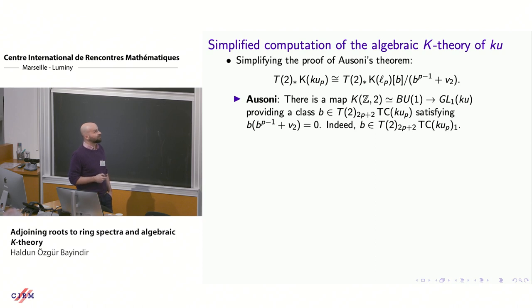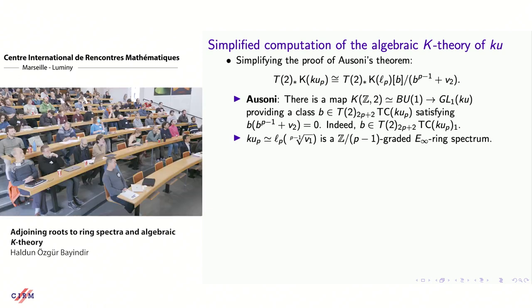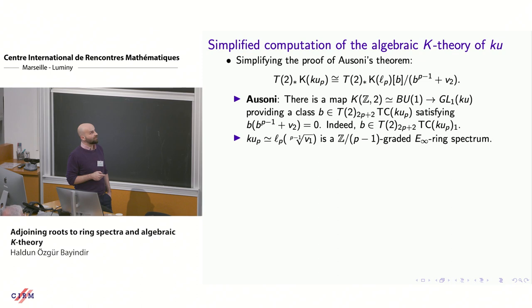All right, so the first thing we do, we show that B lies in weight 1. Okay, so that's a weight 1 class. Furthermore, as I said, KU is a mod p minus 1 graded ring spectrum. We show that this lifts to a graded infinity ring structure as well.